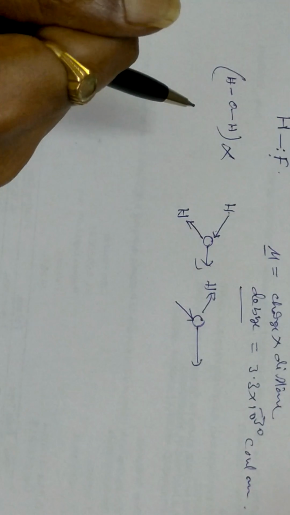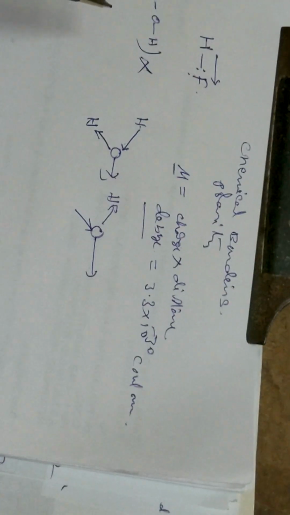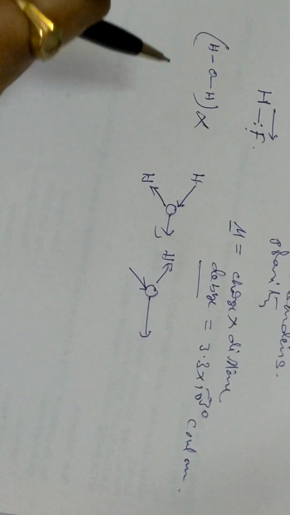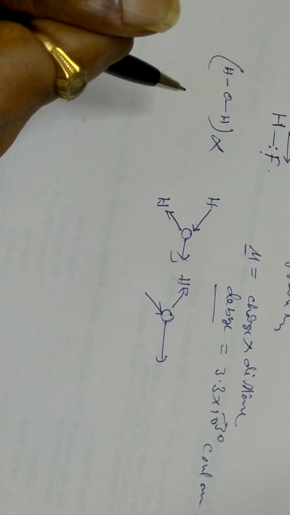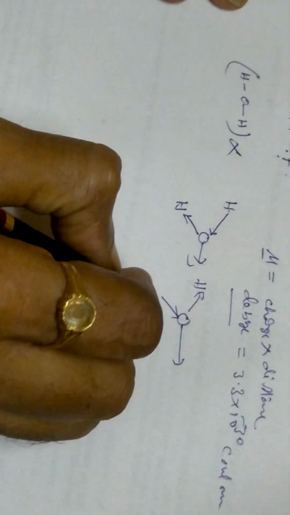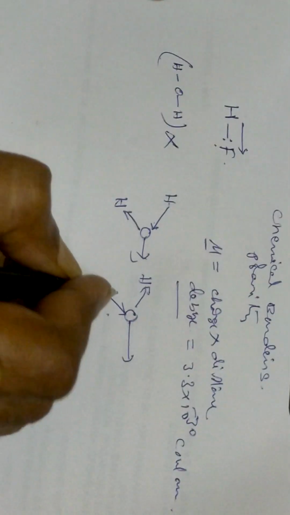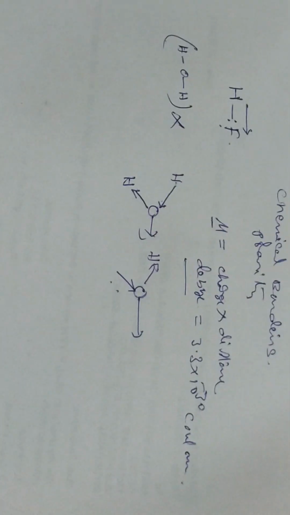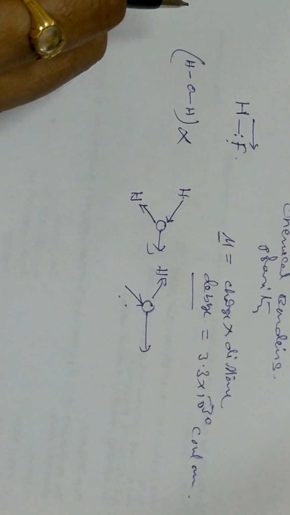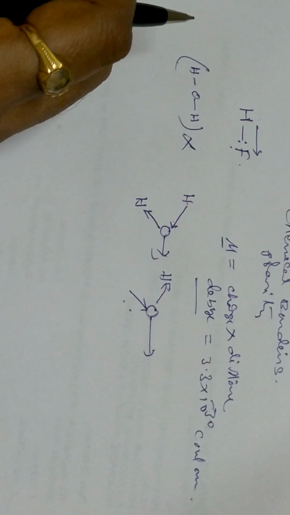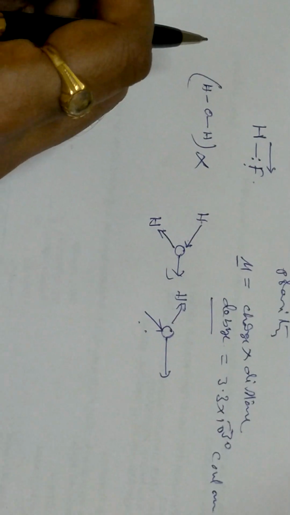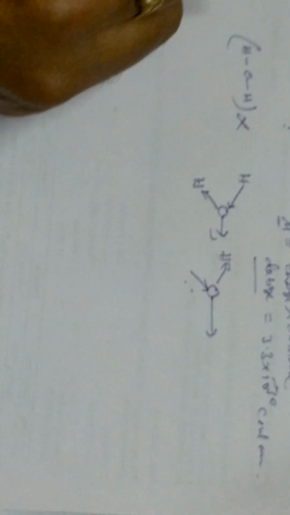In higher classes, you will come to know what is the bending vibration and what is the linear vibration. Finally, you will have a change in dipole moment. Because of the change in dipole moment, the shapes are fixed, which we will see in the valence bond theory. So this is about the polarity and dipole moment, and many compounds experimentally.